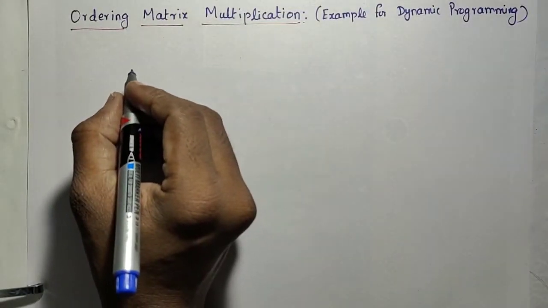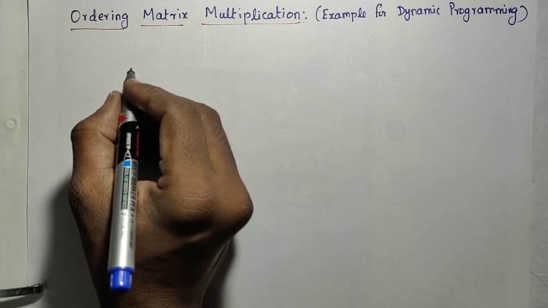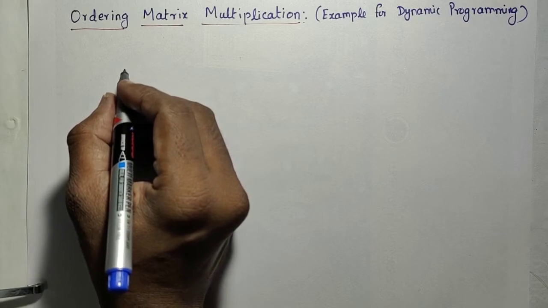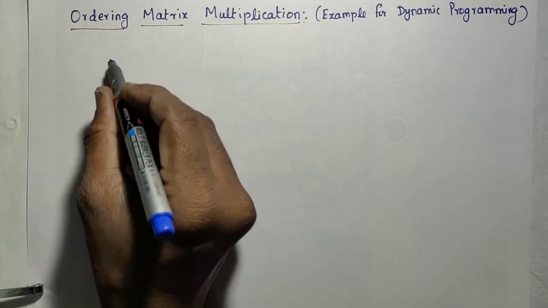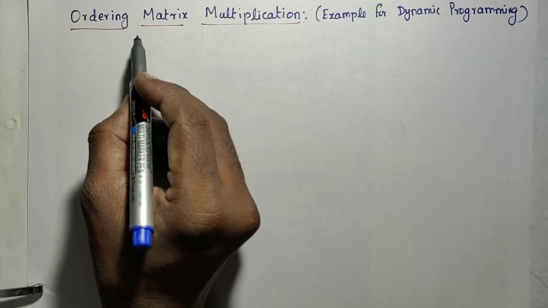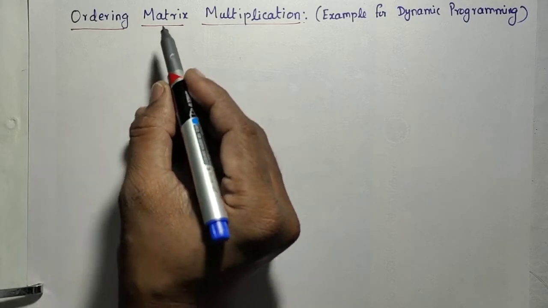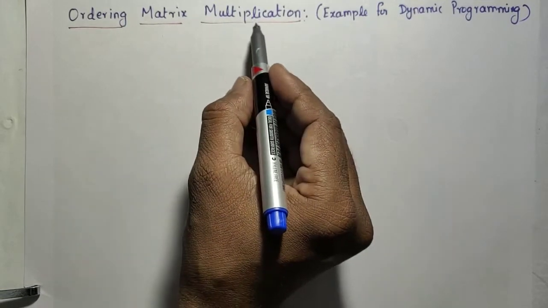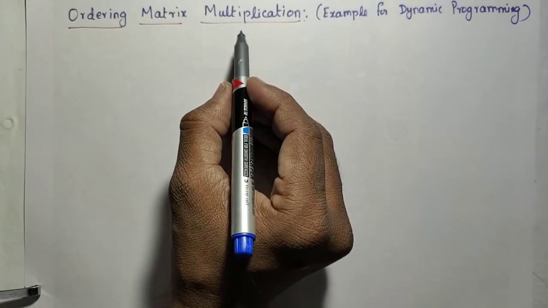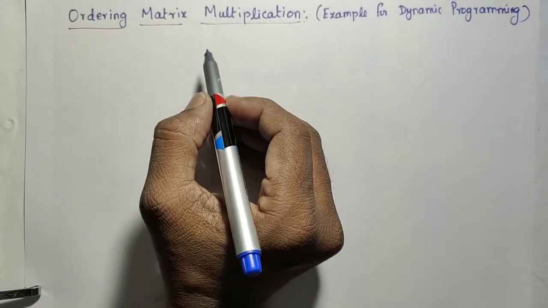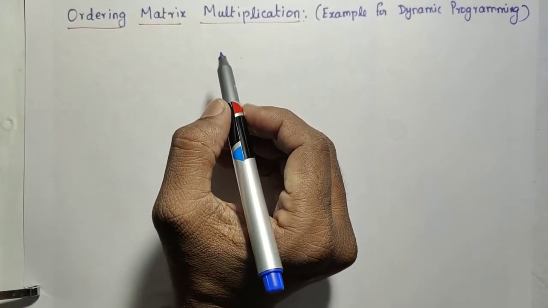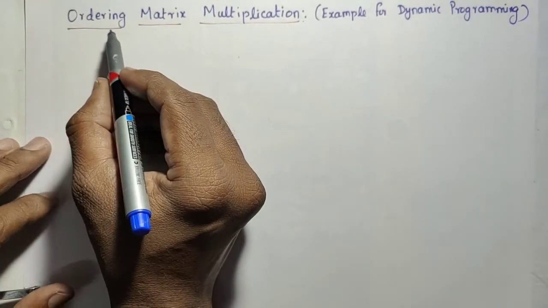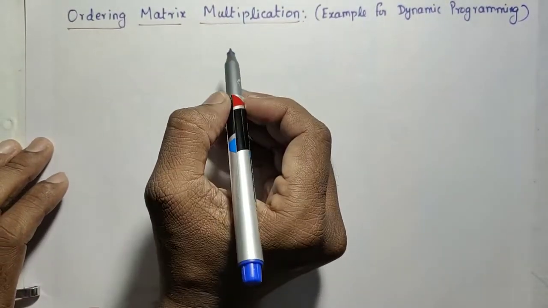In this session, we will discuss the problem of ordering matrix multiplication. It is another example of the dynamic programming approach. First, we need to understand the problem statement. The problem heading sounds like matrix multiplication, but it is not actually about multiplying matrices. We are not going to do any multiplication of the matrices. The problem is finding the order of matrix multiplications.